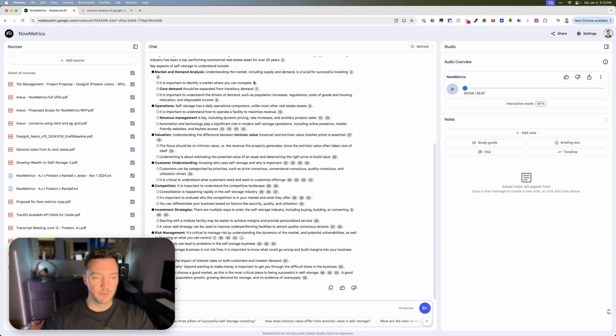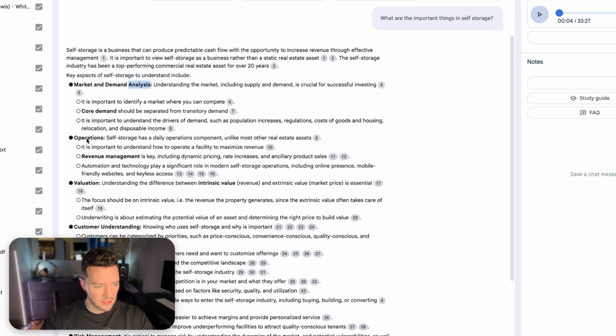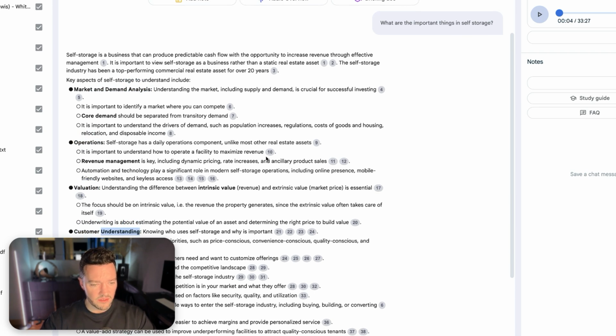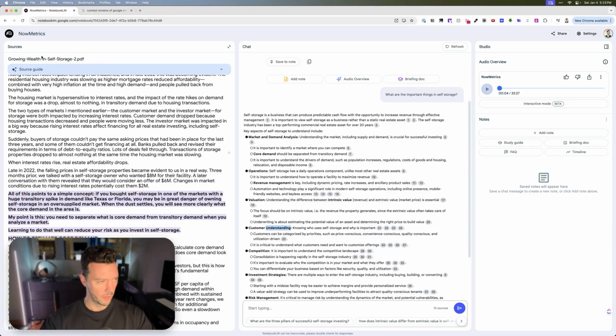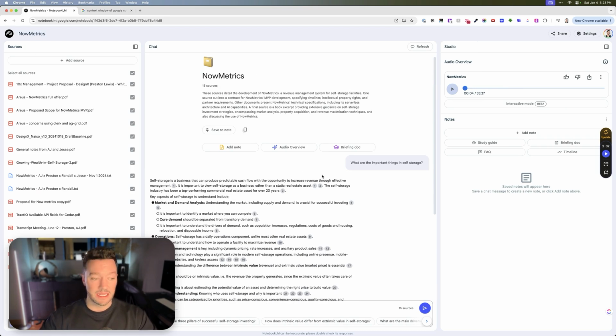If any of you have used Perplexity, it has a similar citing of sources here, which is pretty amazing. So you can see market demand analysis, operations, valuation, customer understanding. You can click each of these different things and it'll actually jump you to the resource. So this is pulling it out of the book. All sorts of different things you can do. This is super powerful for meetings and just insights in general, given a big amount of context and a lot of documents.